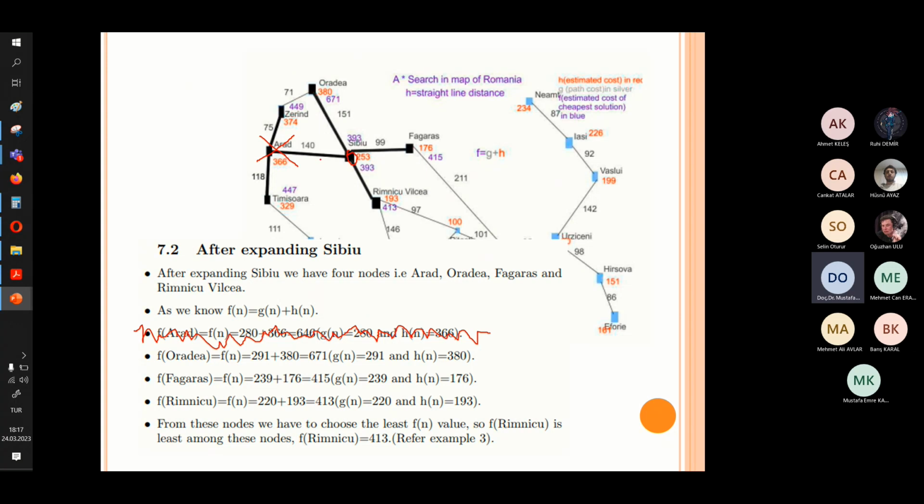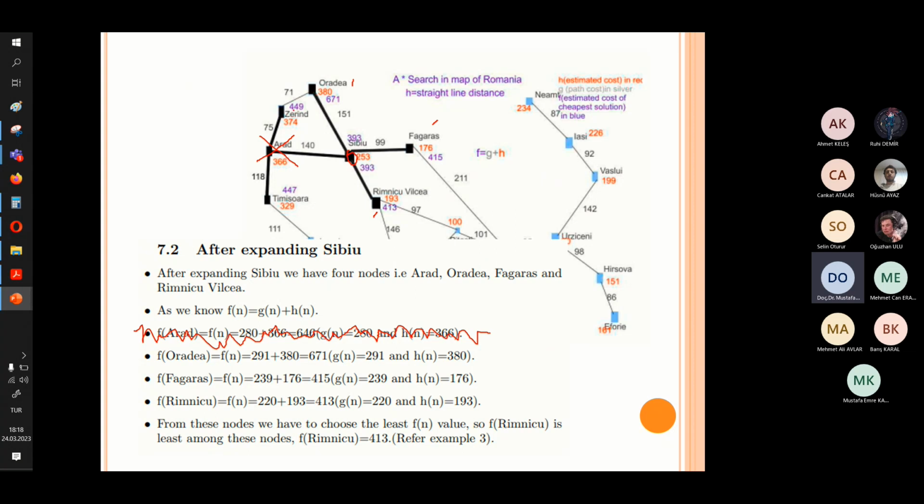Therefore, going to Sibiu and coming back to Arad, then going to Bucharest will not be cheaper than going to Bucharest directly from Arad. Okay. Therefore, we should be excluding the already visited nodes from our calculations. Now, if we are in Sibiu, we should be calculating Oradea, Rymniku Vilsae, and Fagaras. Because Sibiu has 4 connections, but one of them has already been explored, and the unexplored ones are three branches.